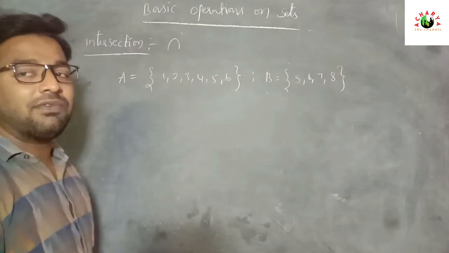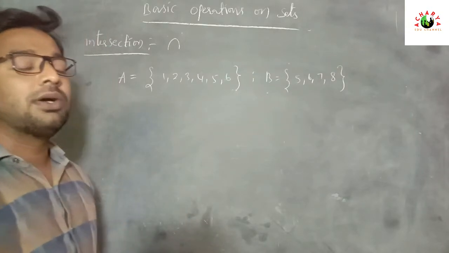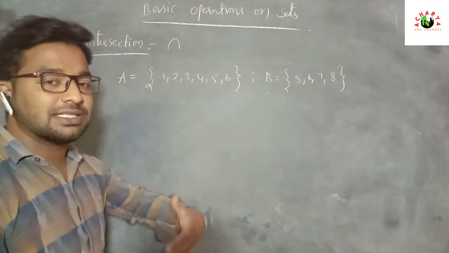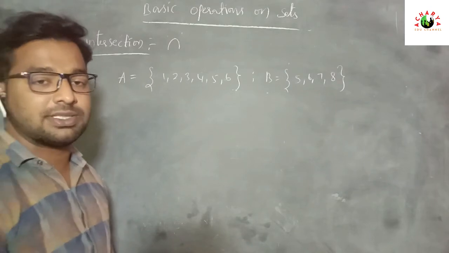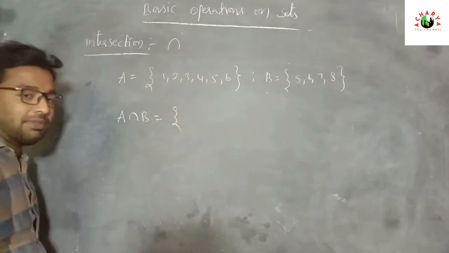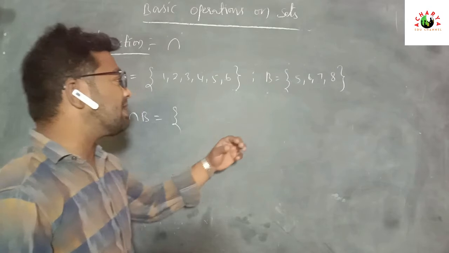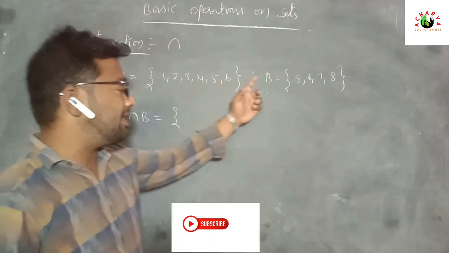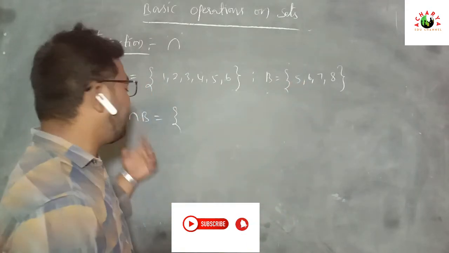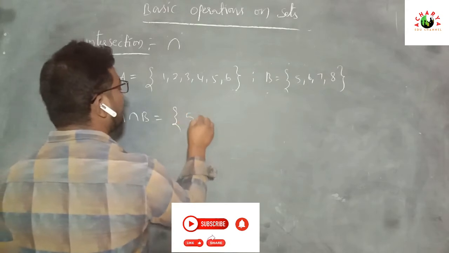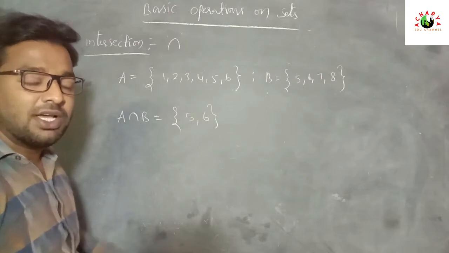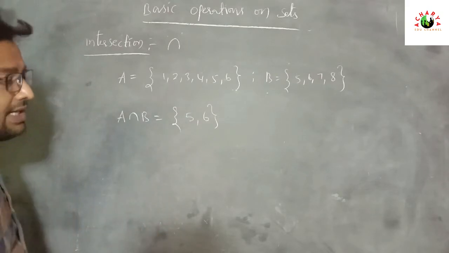Intersection means we have to write the common elements of both sets. Union means combine the elements. Intersection means common elements. Like that you have to remember it. See, A intersection B is equal to the common elements in these two sets. In set A and in set B, 5 and 6 are both common elements. So A intersection B is equal to 5, 6. These 5, 6 are common elements of set A and set B.